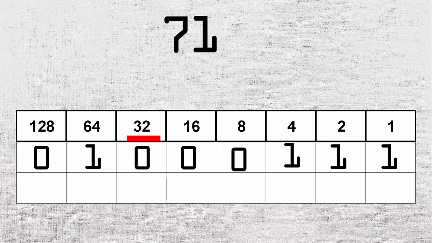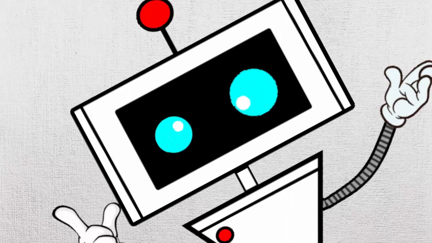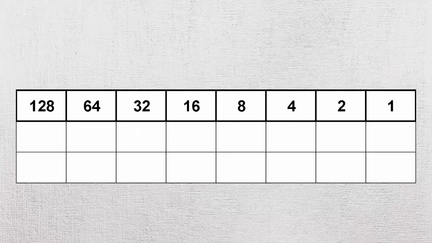From this we should have 01000111. We can check this by adding up all the bits. 64 plus 4 plus 2 plus 1 does equal 71. We have successfully converted from denary to binary. Isn't that great? You can also figure out whether a number is odd or even by looking at the last bit. If 1 is on, then it must be odd, and vice versa.